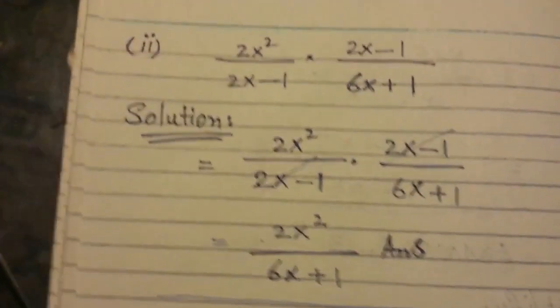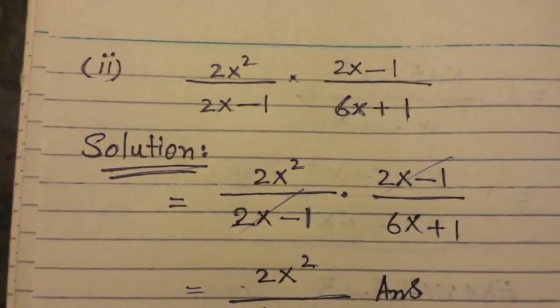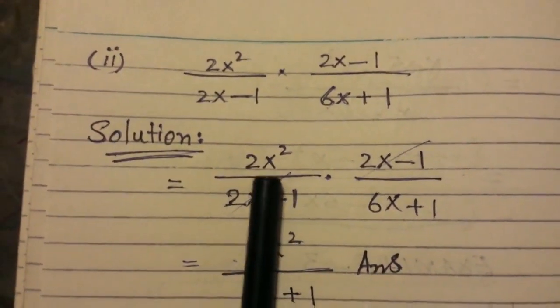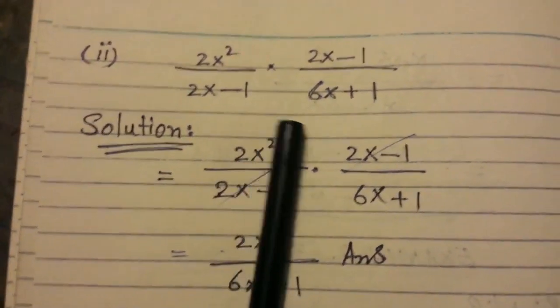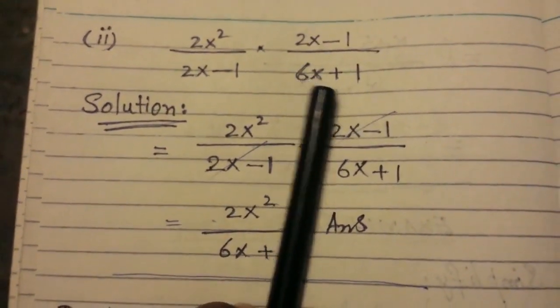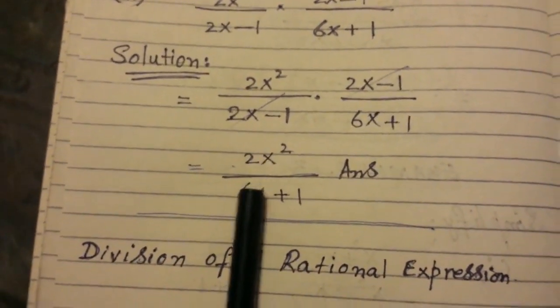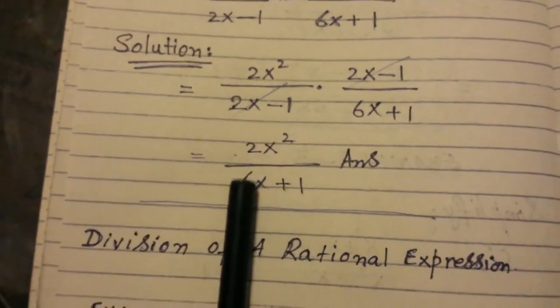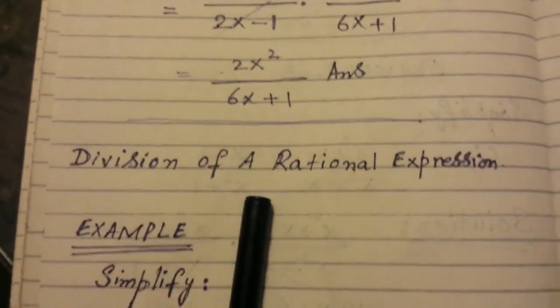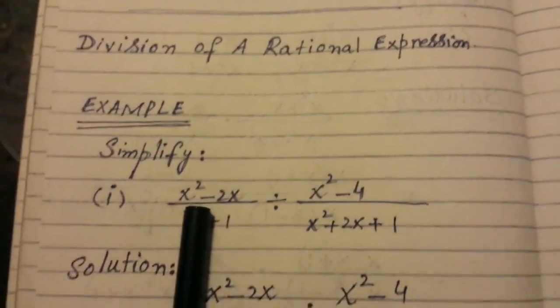Now we go to the next question very quickly. Here we have 2x square over 2x minus 1, 2x minus 1 over 6x plus 1. So 2x minus 1 cancels out with 2x minus 1, and we are left with 2x square over 6x plus 1. Division of a rational expression.